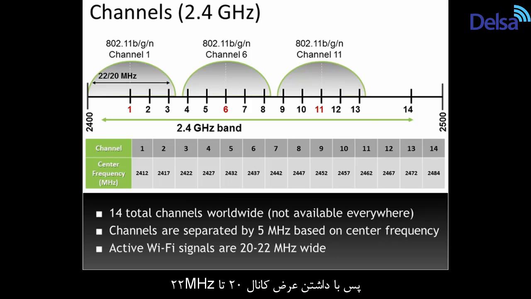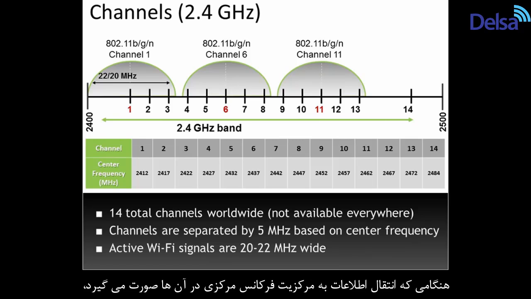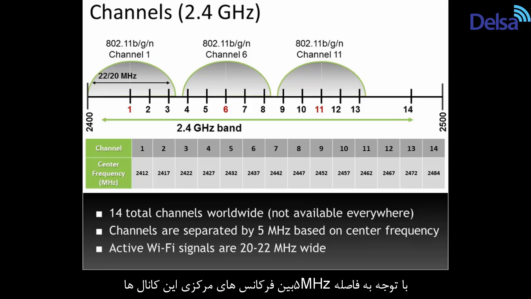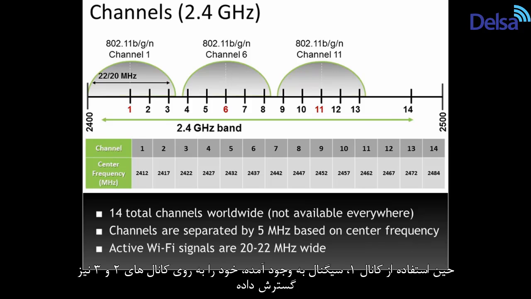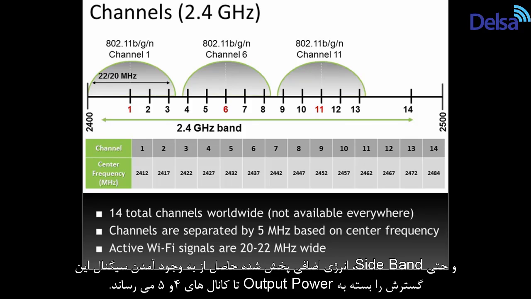So the point is that because the channels are 20 or 22 megahertz wide, when we actually transmit, and they're centered on a center frequency, and these numbered channels are only 5 megahertz apart, that tells you that using channel 1, the actual signal itself is going to span channels 1, 2, and 3. And then the side bands, the extra energy that is just radiated as we generate a signal, is going to go even up to 4 and possibly 5, depending on the output power.